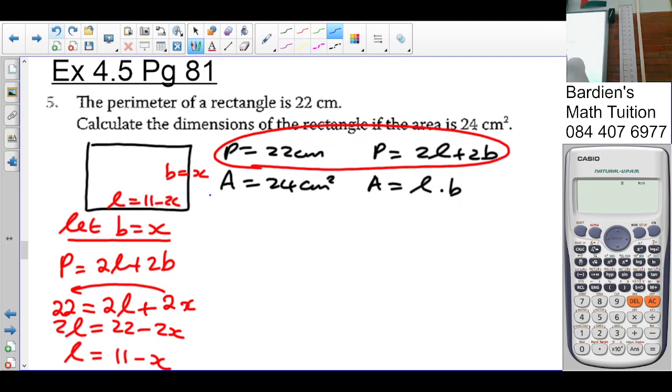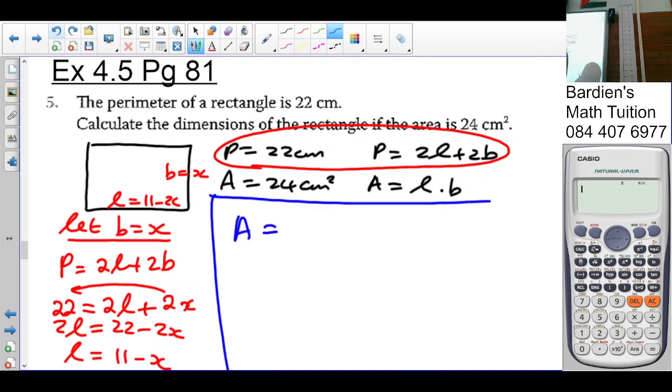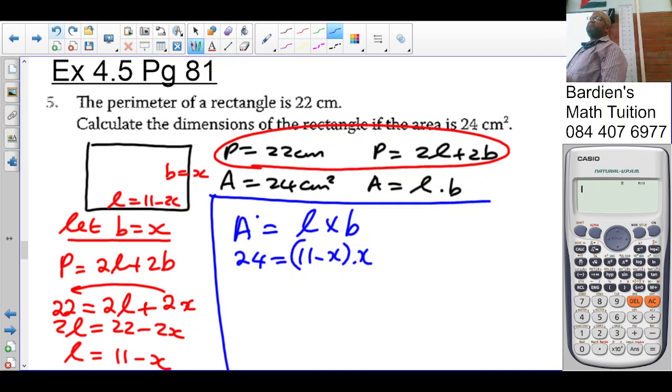Now we're going to go with the fact that, well, how do you calculate area? Length times breadth. What is the area of this piece? 24 centimeters squared. So 24 goes in there. What is L? 11 minus x. Can you see that? What is B? x. So we say 24 equals 11 minus x times x. So what do we need to do now? Just a matter of solving for x, not so? So do your thing.